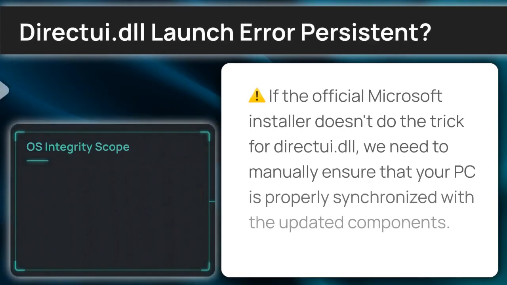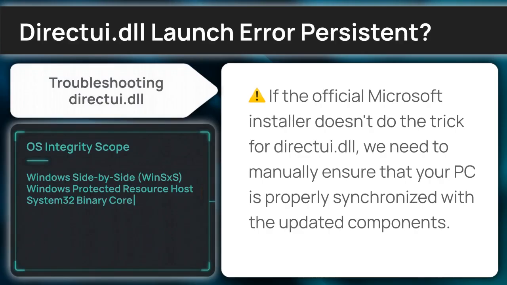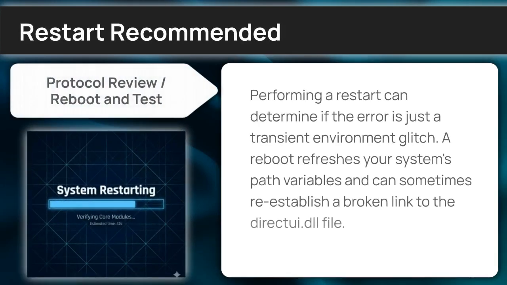When a standard reinstall doesn't cut it, we move to advanced diagnostic steps to ensure the system is properly configured. A full system restart ensures that no background processes are currently locking the Direct User Interface Library file. A fresh boot allows Windows to reinitialize its library map from a clean state.